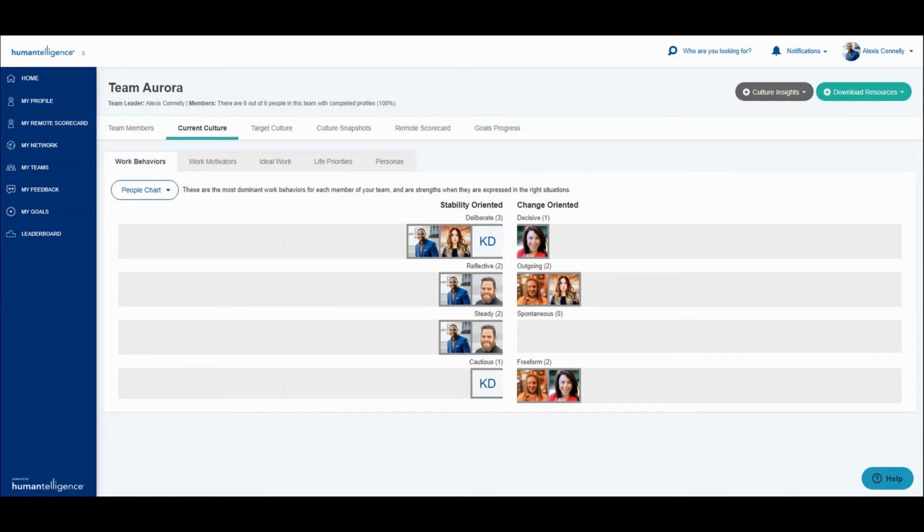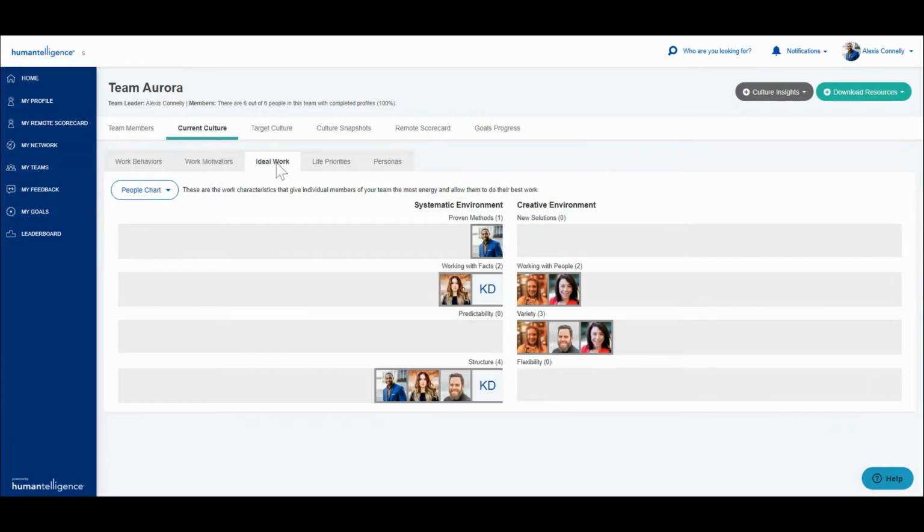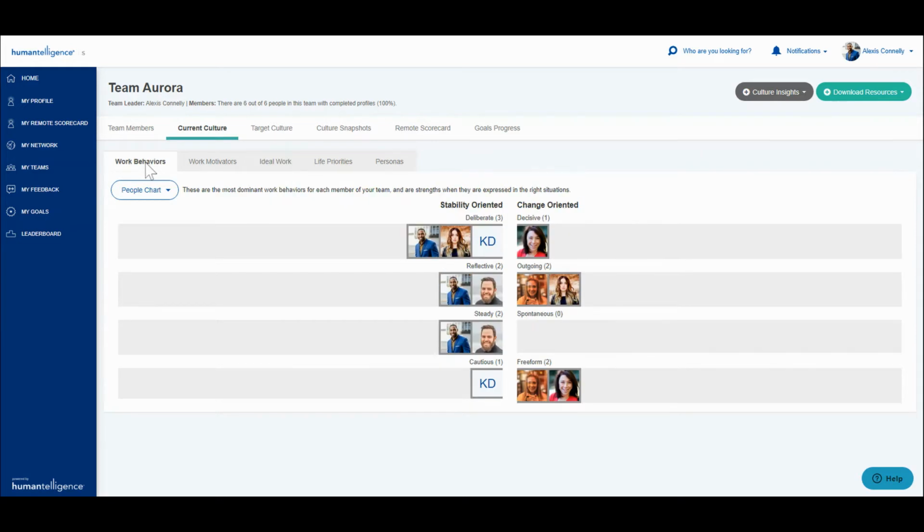The People chart is the first thing you see when you arrive in your Current Culture tab. Like all the chart options, it's available for each of the three culture lenses: work behaviors, work motivators, and ideal work energizers. The People chart shows the most dominant traits for each member of the team. It highlights everyone's strengths when they are expressed in the right situations.